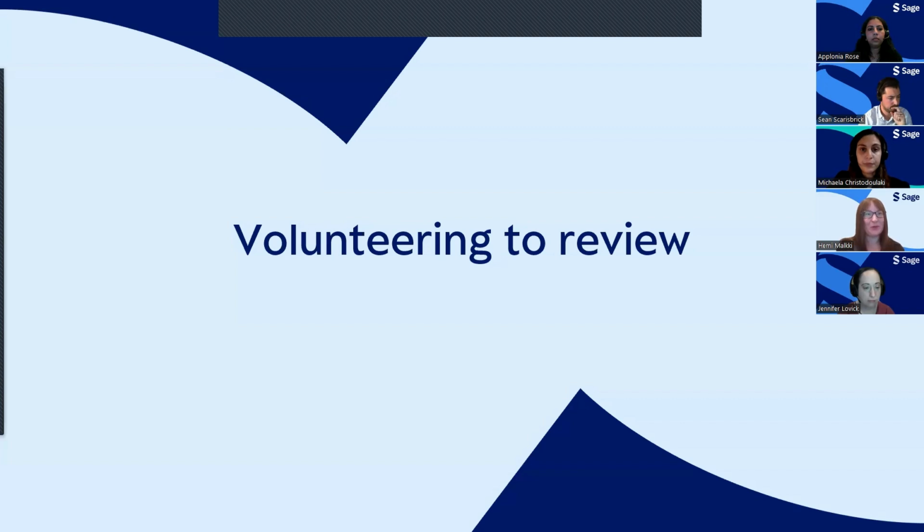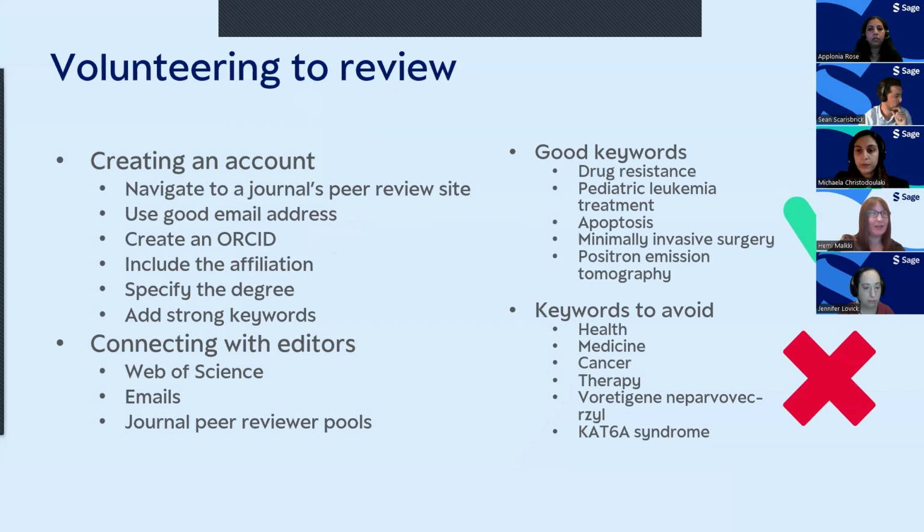So, now that you know what to look for when peer reviewing, how can you volunteer to review? There are two major ways a reviewer can start the journey of becoming a volunteer. The first is to create an account in the journal's peer review site. Make sure to regularly check the email address that you are using when you register. An institutional email address would be preferred. Create or add your ORCID ID, include your full affiliation, specify the degree or degrees, and choose the appropriate salutation. Make sure strong keywords that best illustrate your research expertise are included.